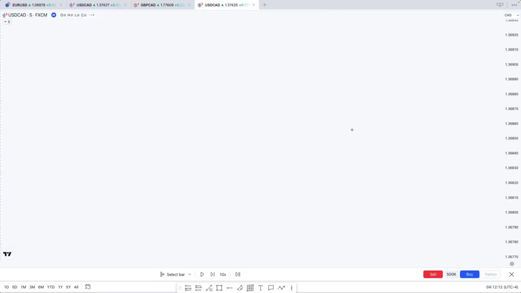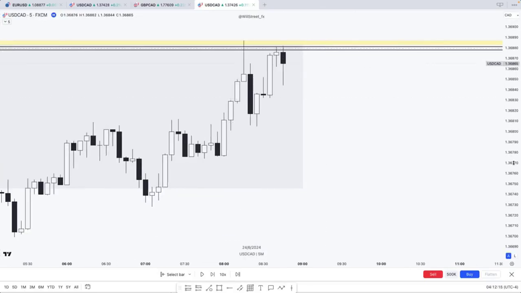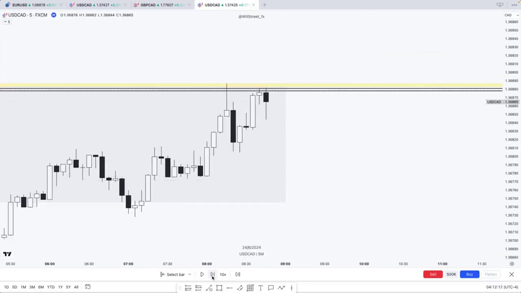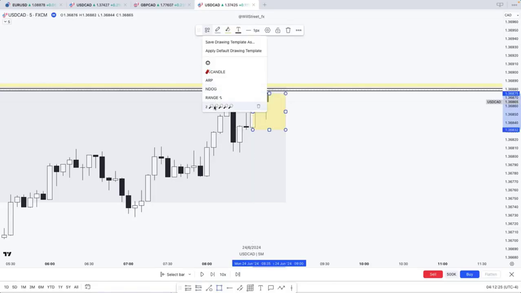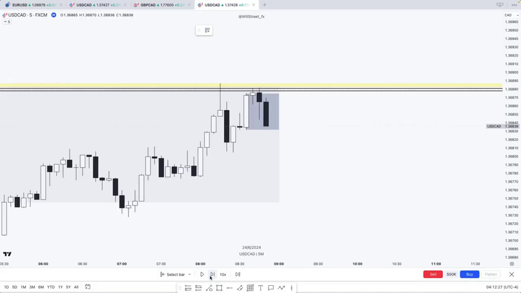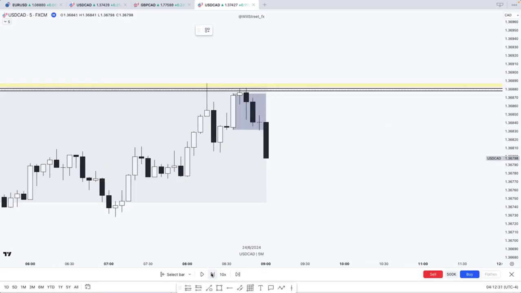So where is our entry? At the 9 AM candle, or inside the range. Why? Because to me this is already going into the next candle. So look at the time, 59 AM.